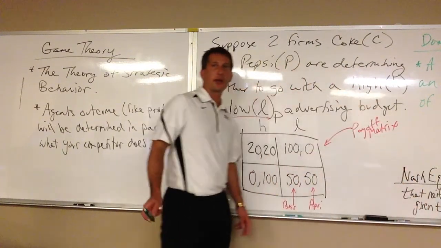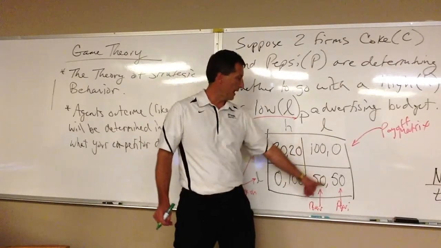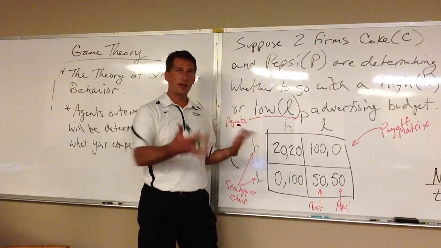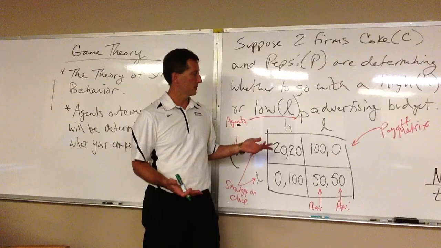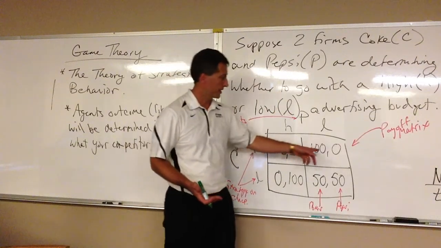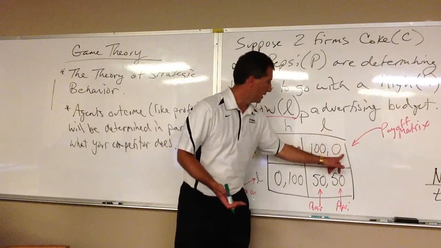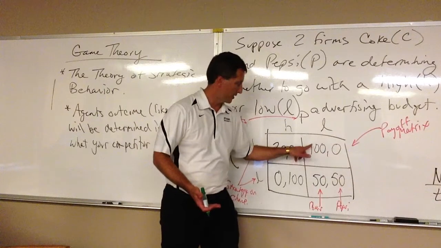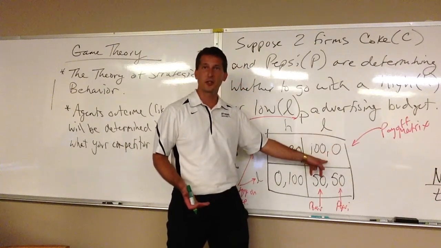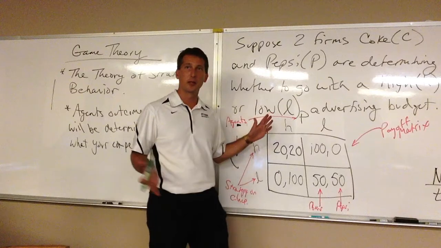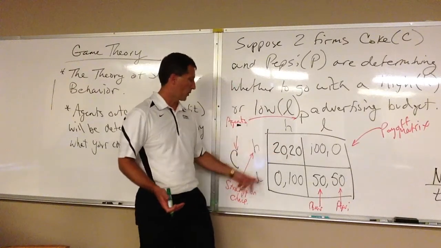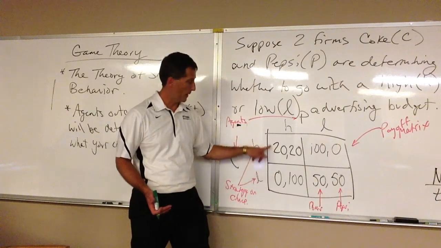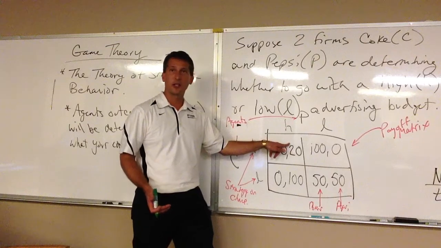So you can always look for a Nash equilibrium by going to any one of the potential solutions and just saying, would this guy want to change their answer? Would this guy want to change their answer? So let's go to 100-0. Would Coke want to change their answer if we were here? No, because 100's greater than 50. Would Pepsi like to change their answer? Yes, so it's not a Nash equilibrium. So let's try this one. Would Coke want to change their answer? No, because 20 is greater than 0. Would Pepsi want to change their answer?